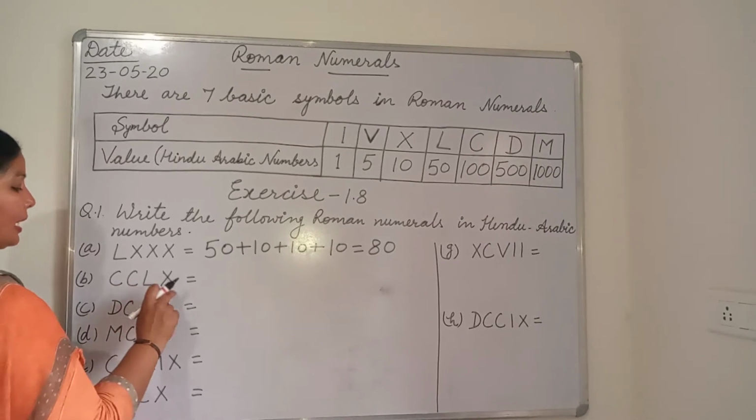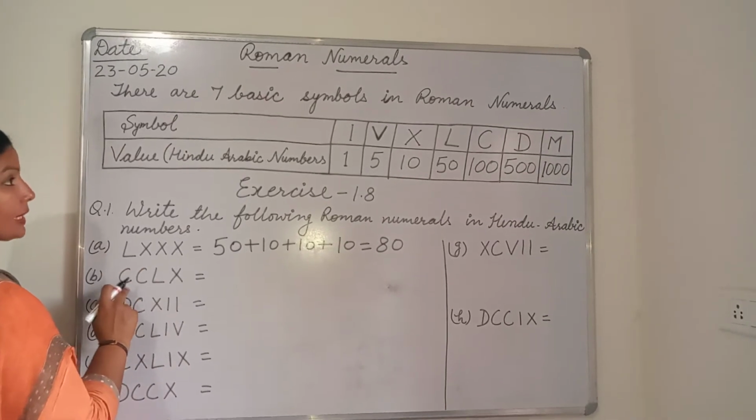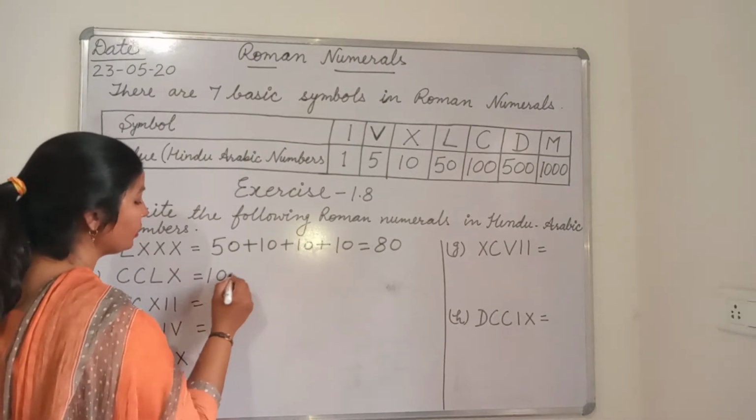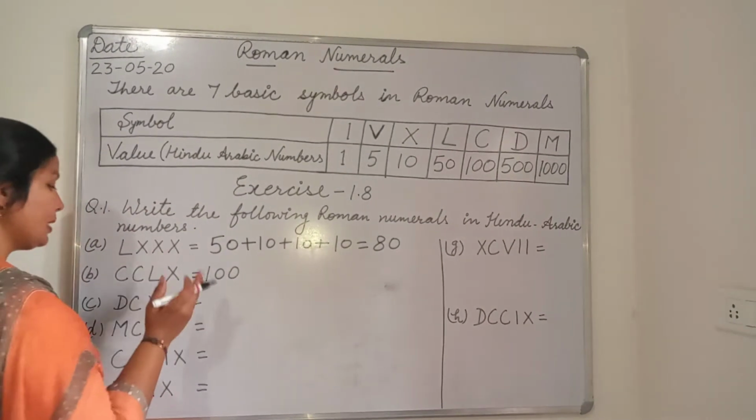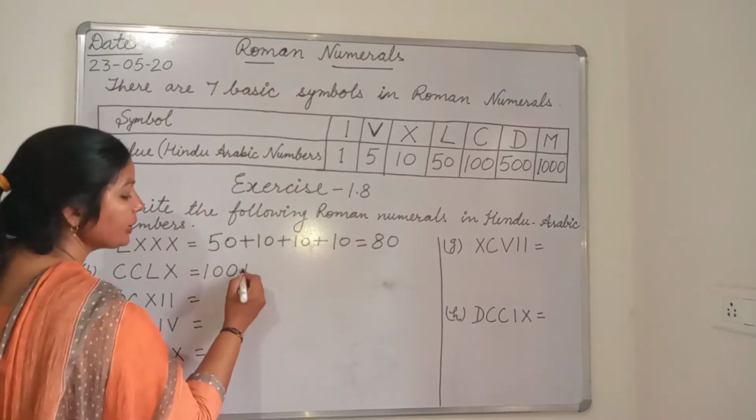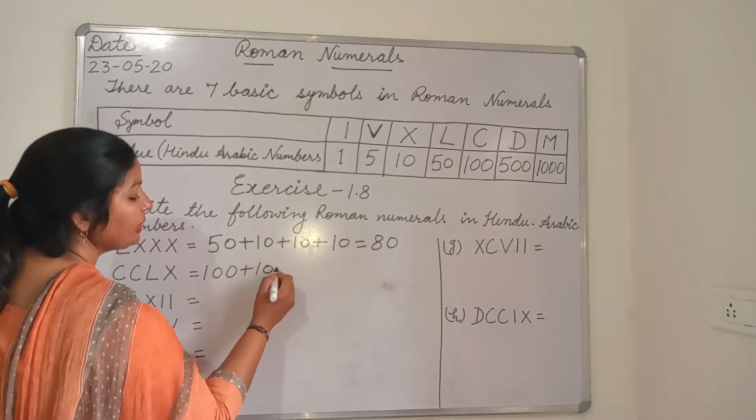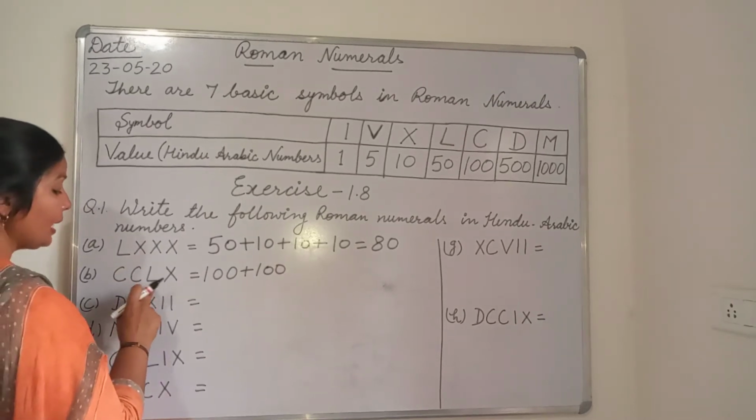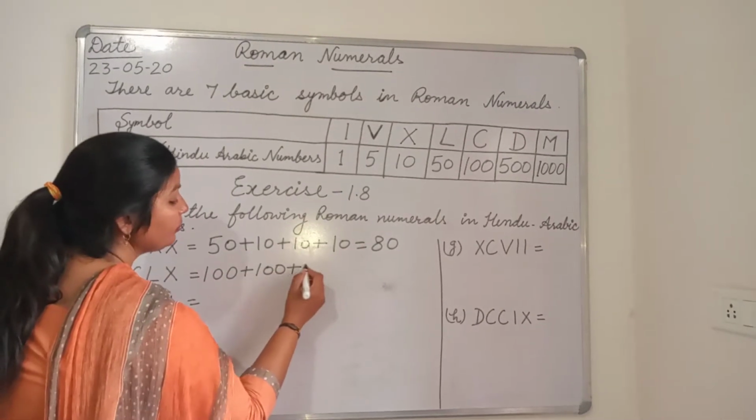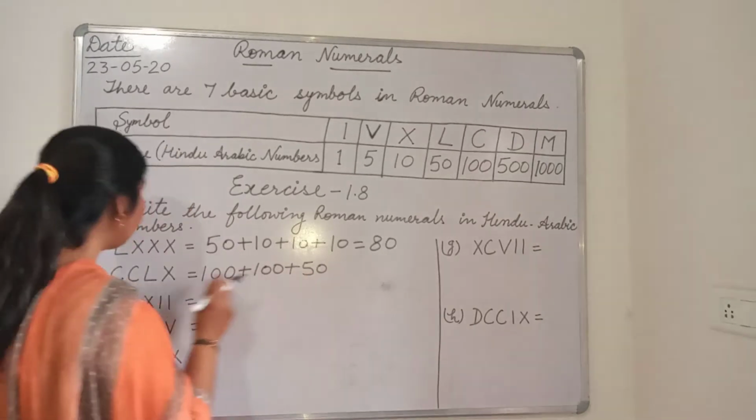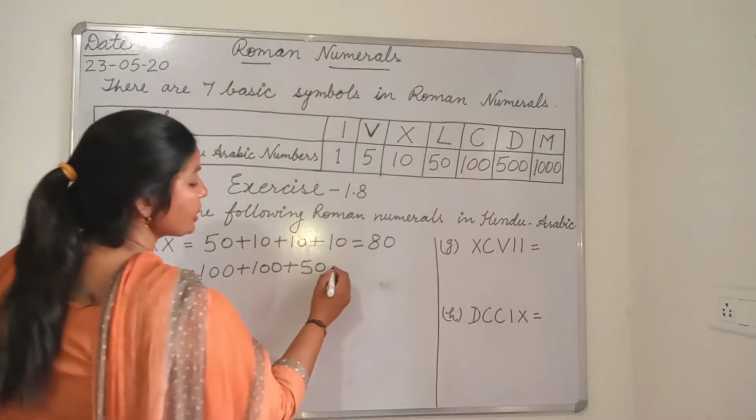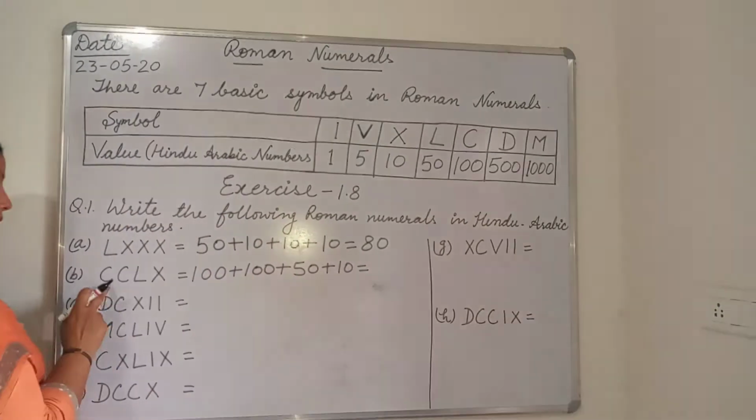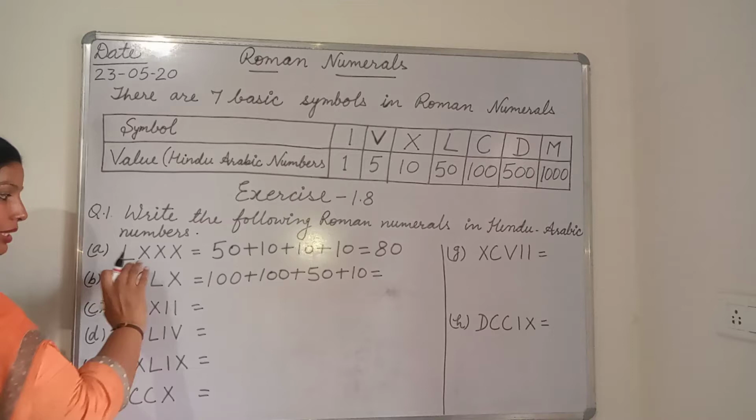C, C, L, X. So what's the value of C? C means 100. Then again C, that means repeat is there, so that will be add. Repetition means addition. Then a smaller symbol after that, L. L means 50. Then we have X. X means 10. Continuously smaller symbols are there: C, C, L, X.